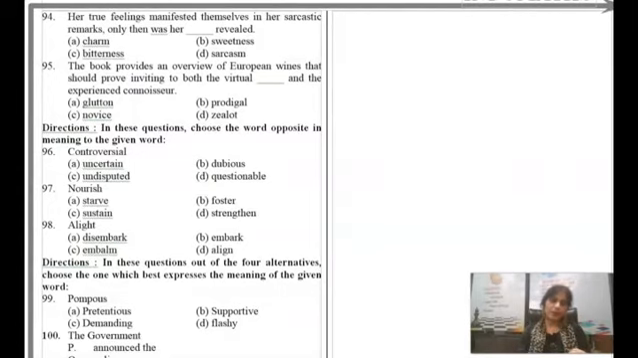Now, reading the back question, question 94. Her true feelings manifested themselves in her sarcastic remarks. Only then was her dash revealed. Now, please see the four options: charm, sweetness, bitterness, and sarcasm. If we go through the four options, bitterness and sweetness is the antonym synonym pair. We need a negative word over there. So obviously, put a negative word, that is bitterness. So C is the correct answer.